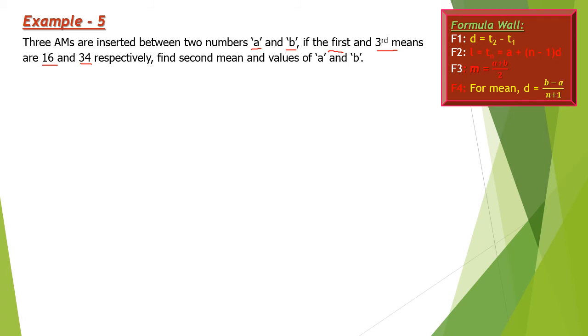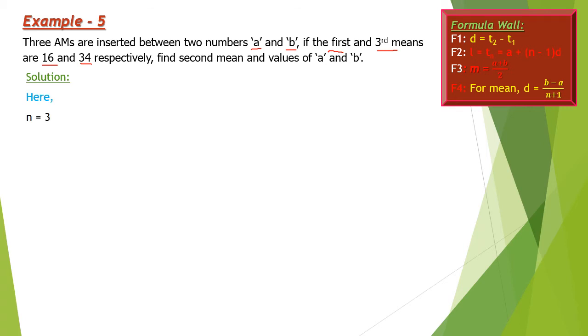The process is very simple. Solution. First understand that we have to find the common difference. First apply the formula of the first mean, and apply the formula of the third mean. From there you can get the values of a and d by solving, and then we can substitute the values of a and d in the common difference formula. Then the unknown part is only b, so we can get b very easily.